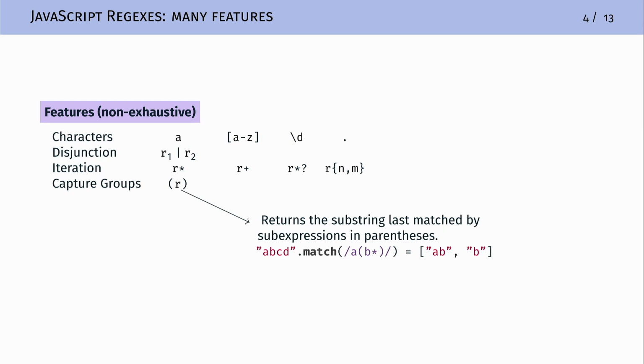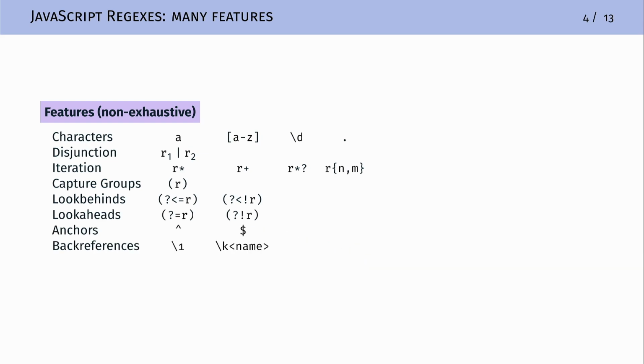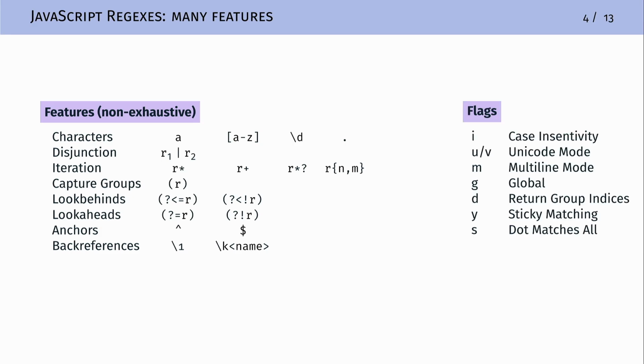We also have another very interesting feature, which is called look-behinds. I won't go too much into details, but it allows you to match the string backwards. So you have some position in the string, and then you have to read the previous character and then the previous character again. So that we have to take into account when designing the semantics. And of course, we also have look-aheads, anchors, back references, and so many different flags that can alter the behavior of matching.